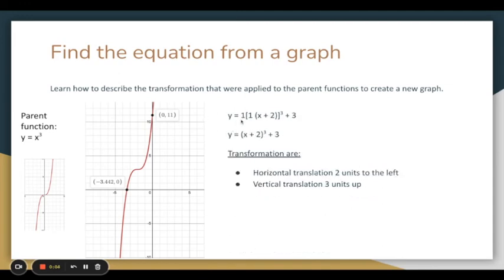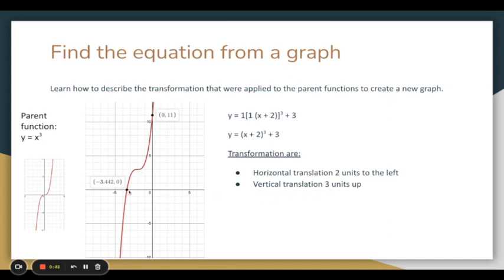So we plug the a value into the equation that we had. It'll be y equals 1, which is the a, bracket 1, which is also the k, we assume it as 1, and x plus 2 bracket to the power of 3 plus 3. To simplify this, it'll become x plus 2 to the power of 3 plus 3. This is the final equation that we have. From here, we can find the transformation that will apply to the parent function: horizontal translation 2 units to the left, and vertical translation 3 units up.